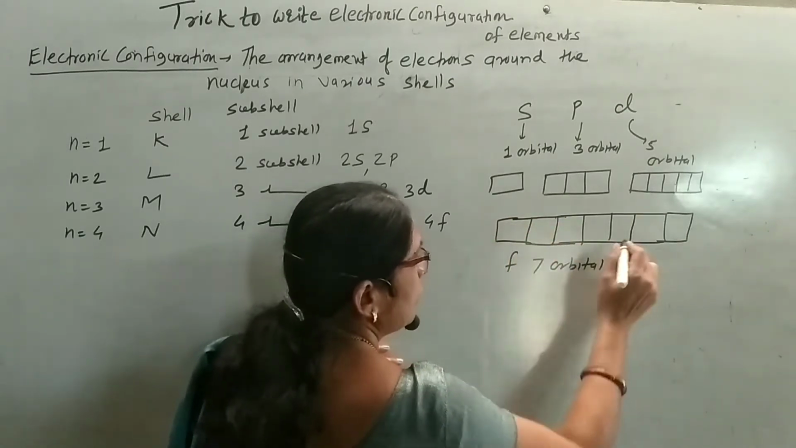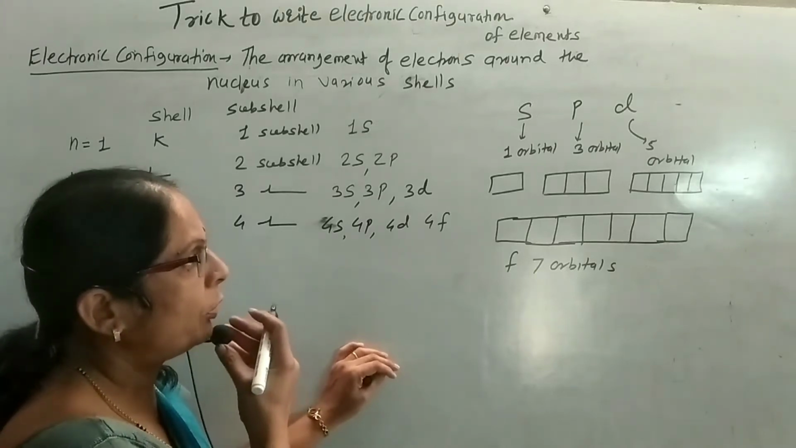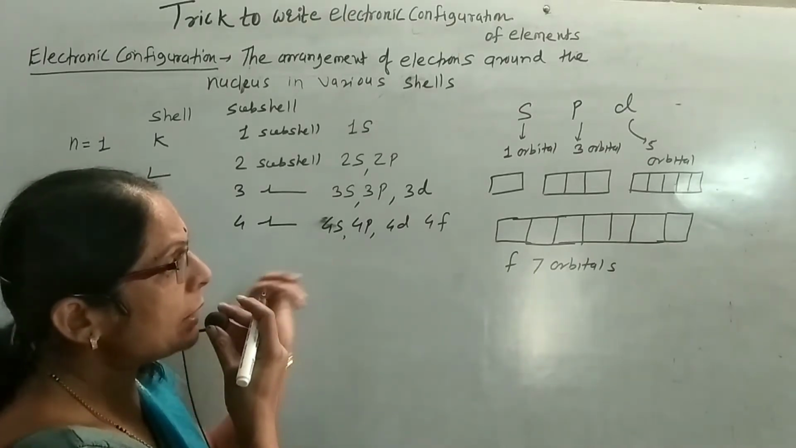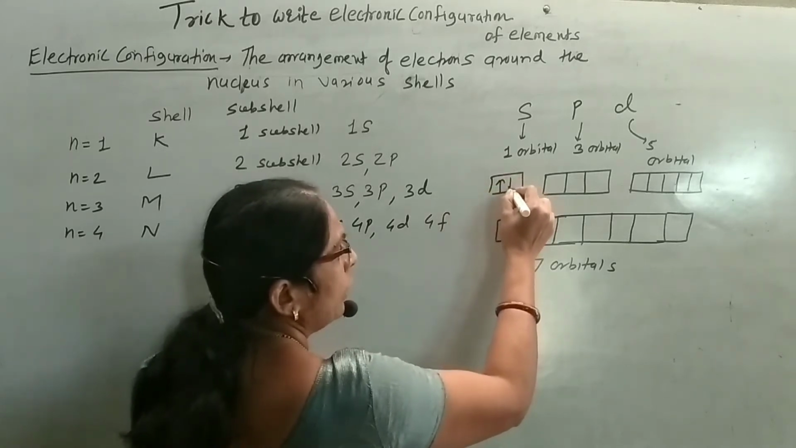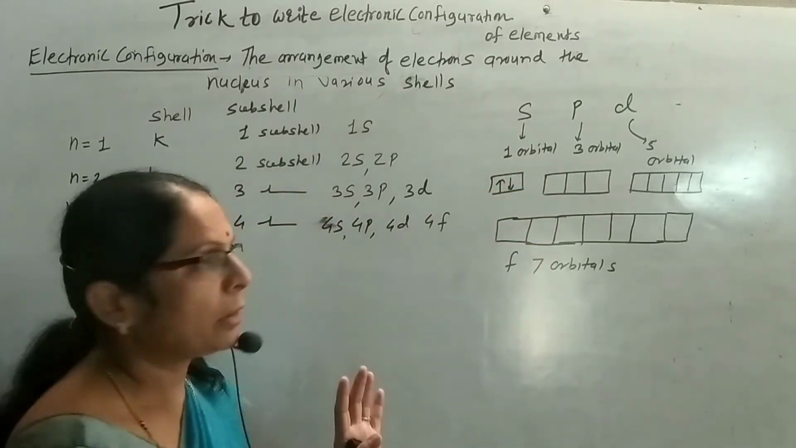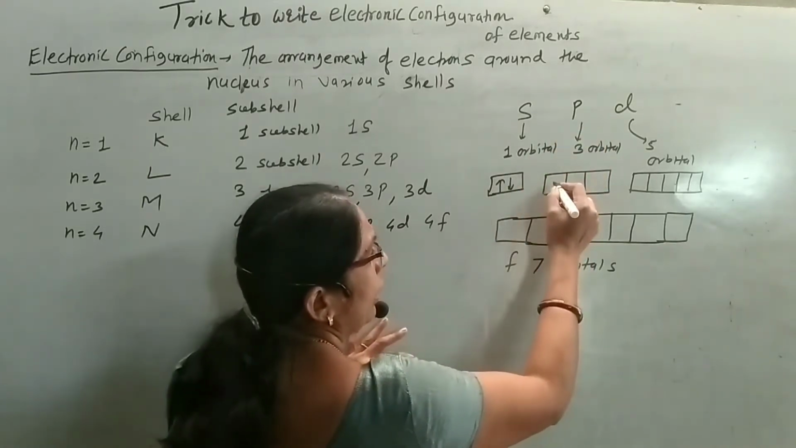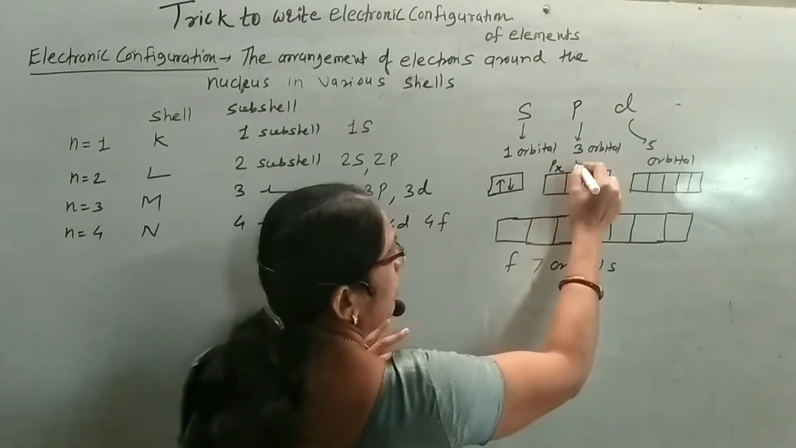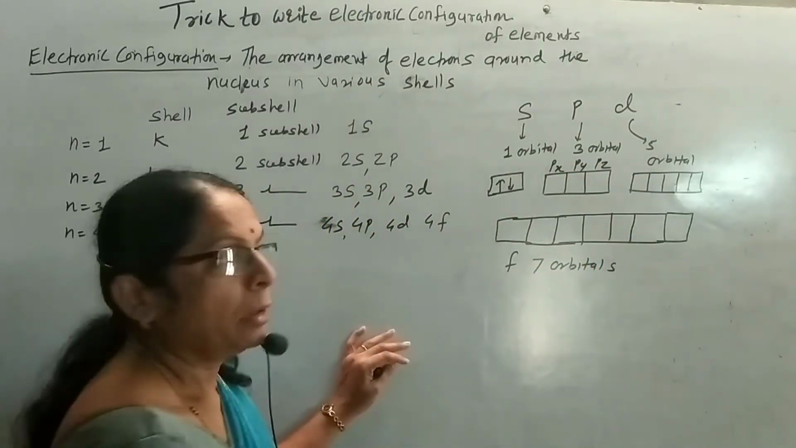So like this way, these are the 7 orbitals for the F subshell. As S has only one orbital, there are a maximum of 2 electrons in the S orbital. P has 3 orbitals, so they are called Px, Py and Pz.